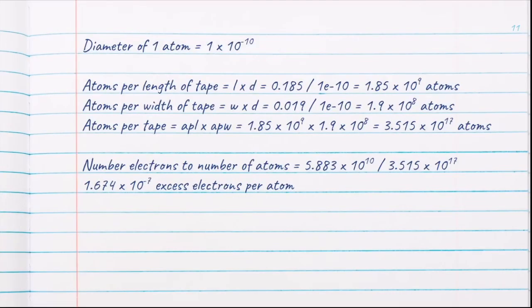It was given that the diameter of one atom is 1 times 10 to the negative 10th, so to find out the total atoms per tape, you divide the length and the width by that number, and then you multiply those two together to end up getting 3.515 times 10 to the 17th atoms per tape. And then to find the ratio of the number of electrons to the number of atoms, you just divide those two numbers to get 1.674 times 10 to the negative 7th excess electrons per atom.